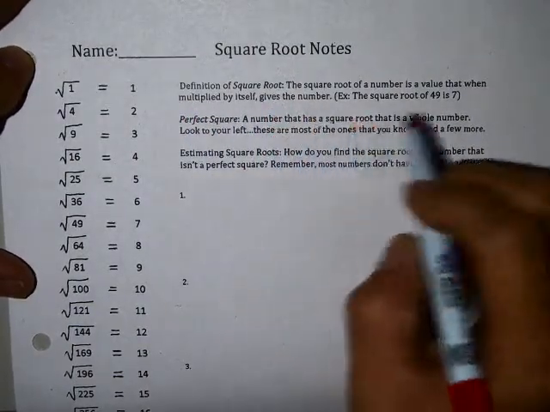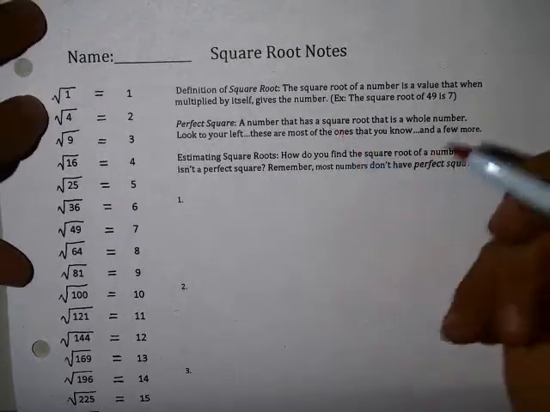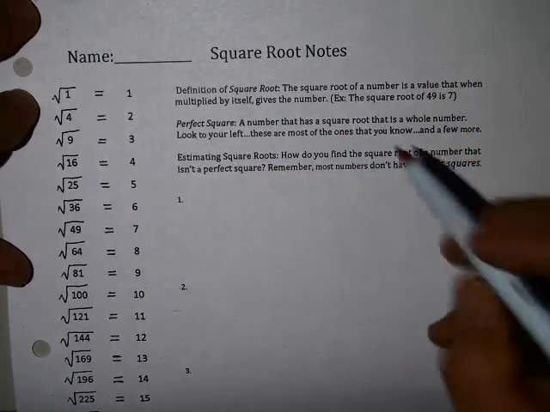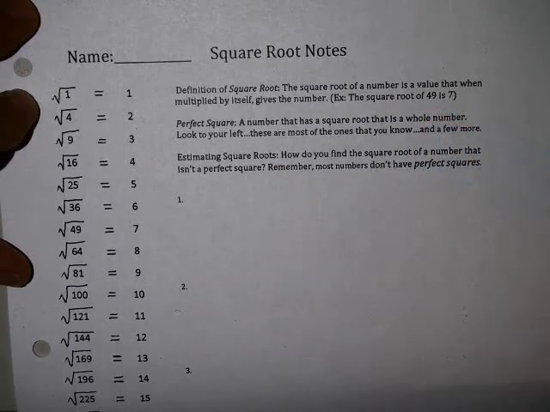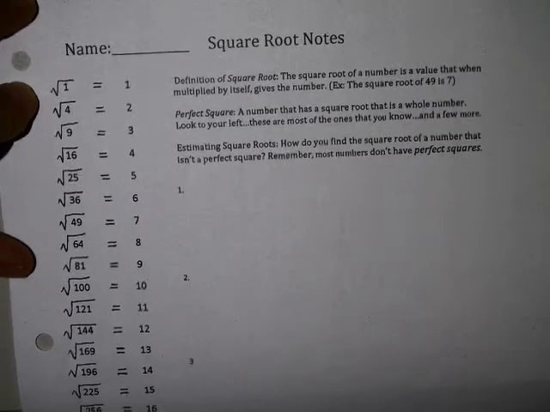So, when we talk about square roots, if you look at your notes here, definition of a square root. Well, the square root of a number is a value that when you multiply it by itself gives you the number. For example, the square root of 49 is 7. Okay, so square root is what you would take a number, and if you squared it, you'd get the other, just back and forth. So square root of 49 is 7. 7 squared is 49.